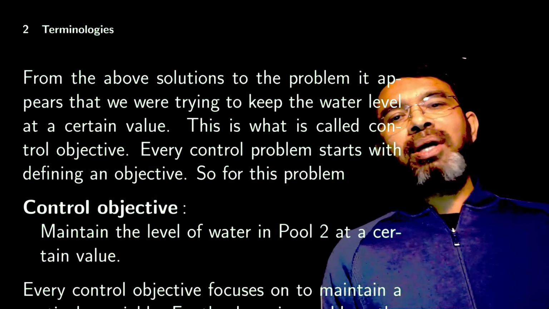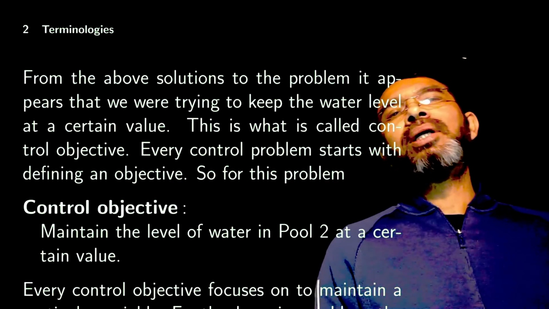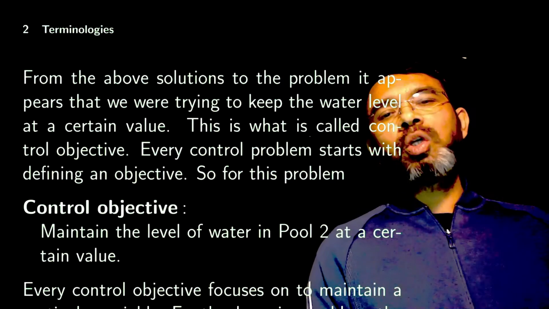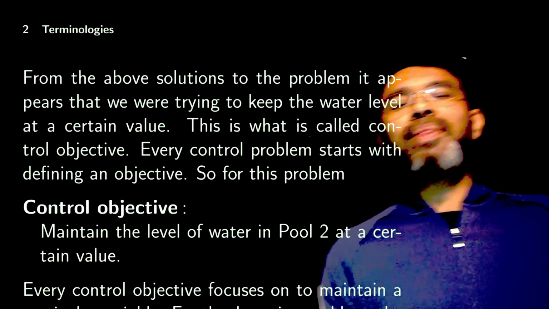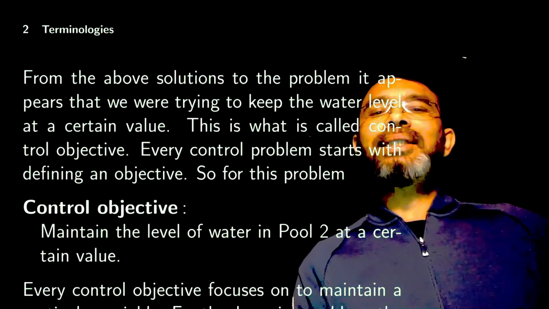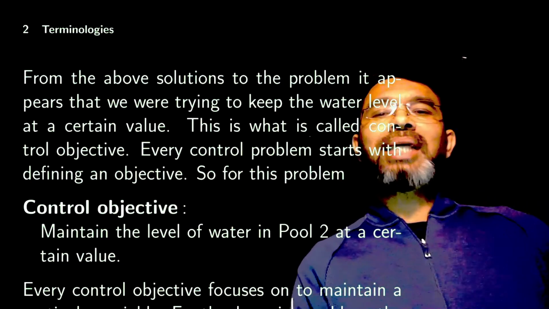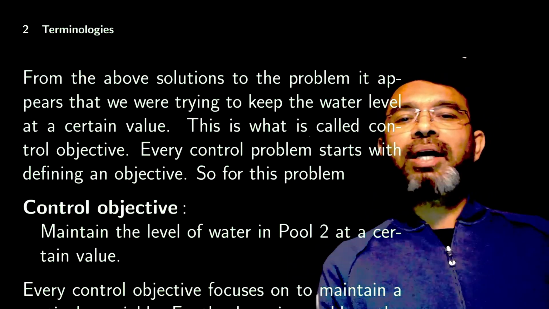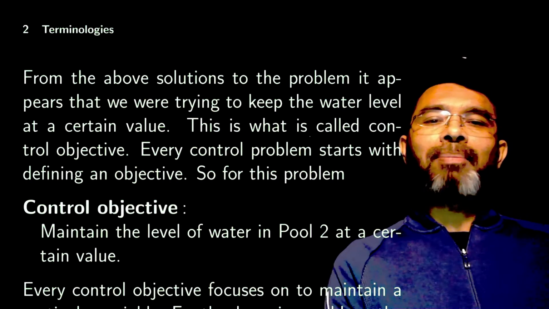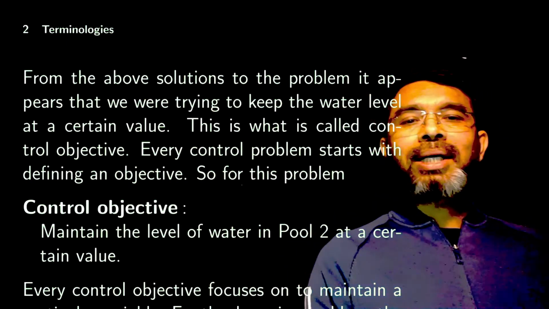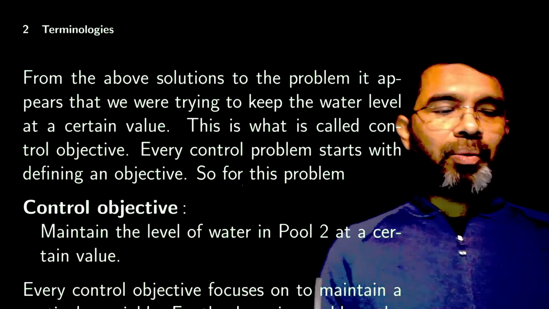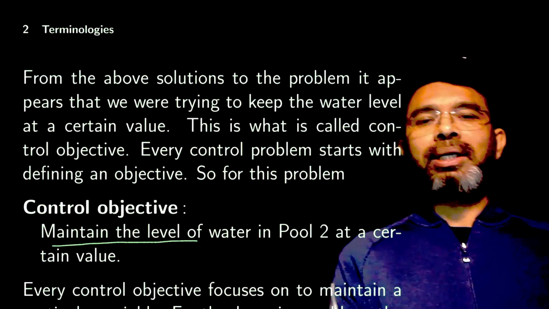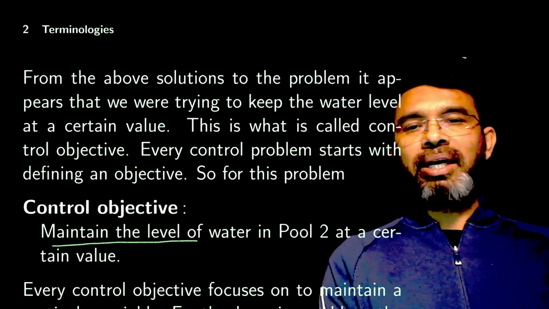Now when you're trying to keep the water level at a certain value, this is what is called our control objective. So every control problem starts with an objective. For this case, an objective should be something which is expressible in a measurable form. So for this particular case, the control objective is to maintain the level of water in pool 2 at a certain value. So that's the key term here: maintain the level of water.